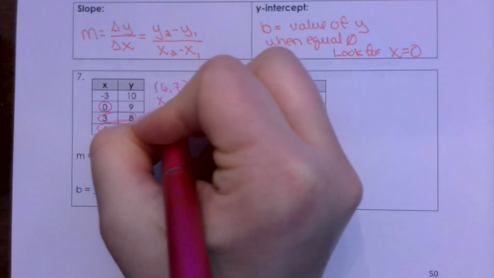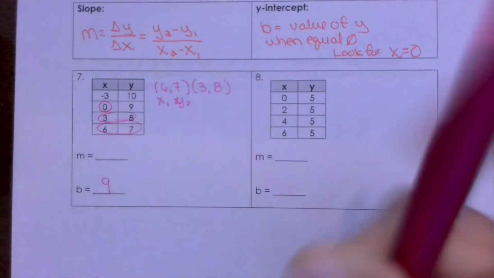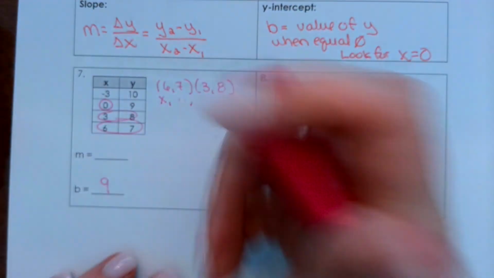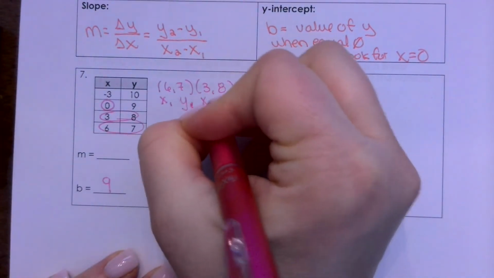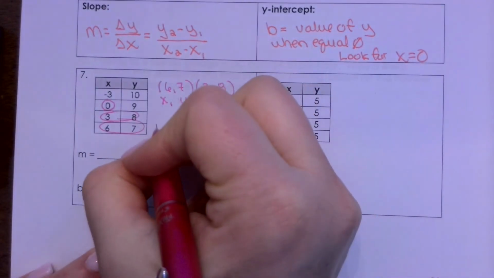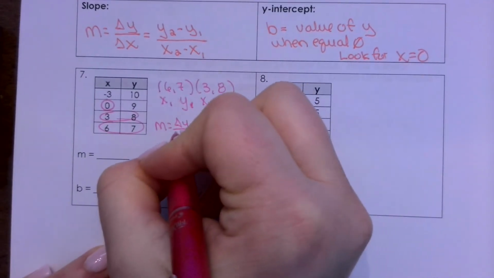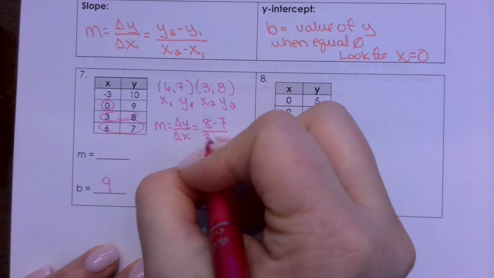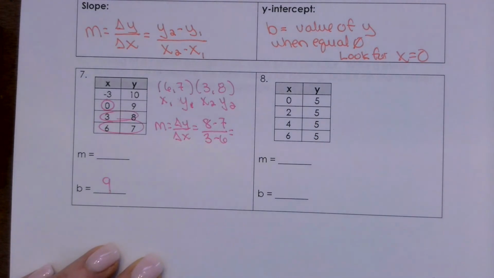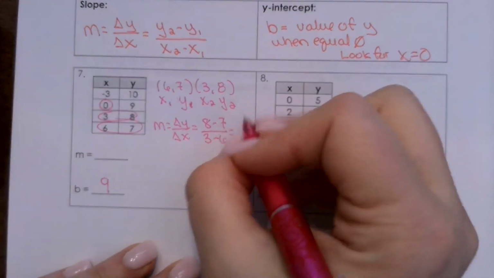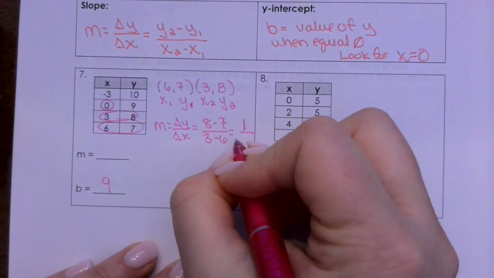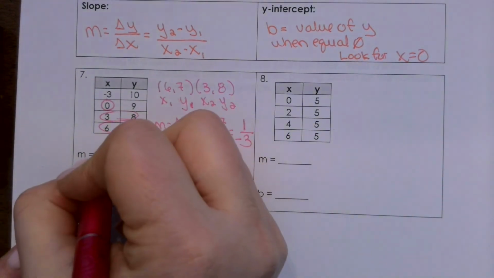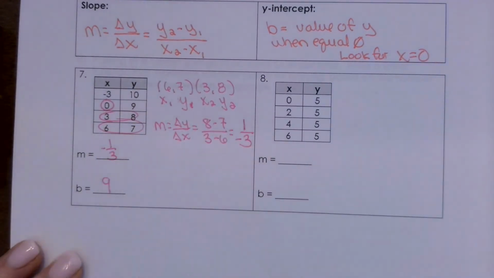I like to label my points: x1, y1, x2, y2. Let's fill in my formula. Change in y over the change in x. That's 8 minus 7, and it's 3 minus 6. If I put that in a calculator, I know that 8 minus 7 is 1, and 3 minus 6 is negative 3. I can put that into Desmos or in a calculator. So my slope is negative 1/3.